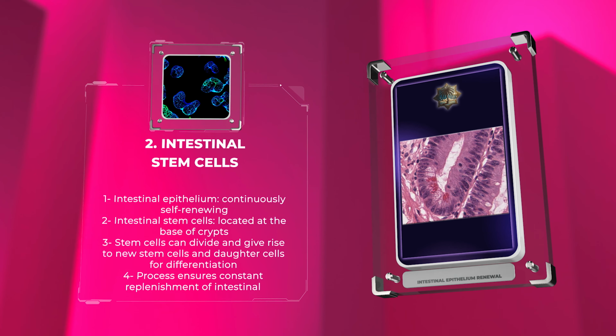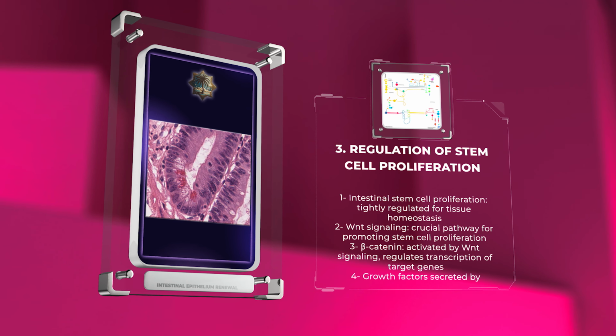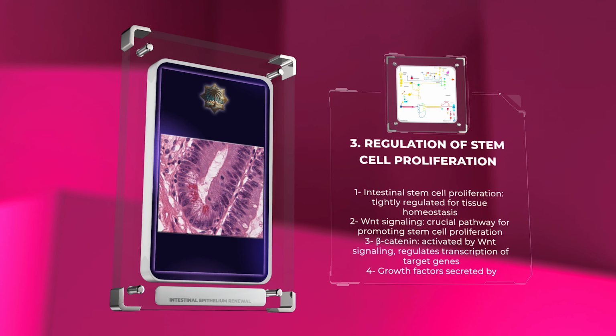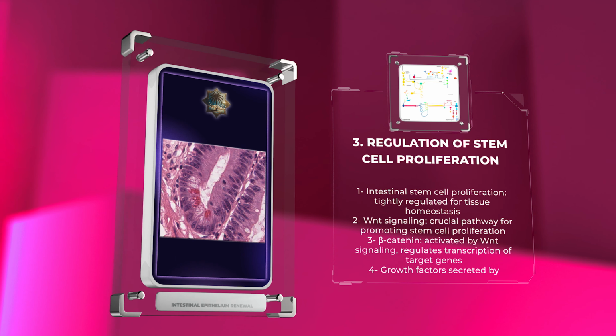The proliferation of intestinal stem cells is tightly regulated to maintain tissue homeostasis. WNT signaling is a crucial pathway involved in promoting stem cell proliferation. It acts through the activation of beta-catenin, which enters the nucleus and regulates the transcription of specific target genes. Additionally, growth factors secreted by neighboring cells, such as the epidermal growth factor, EGF, also play a role in stimulating stem cell division.